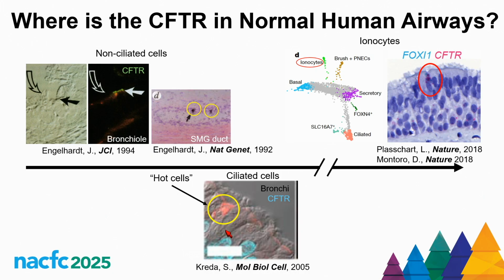Later on, Dr. Kredat's group identified CFTR expression in the apical membranes of ciliated cells, but also pointed out CFTR-enriched hot cells in human large airways. And after that, more recently, the Plaschard and Montrose groups finally identified pulmonary ionocytes, which are rare but express substantially higher levels of CFTR.